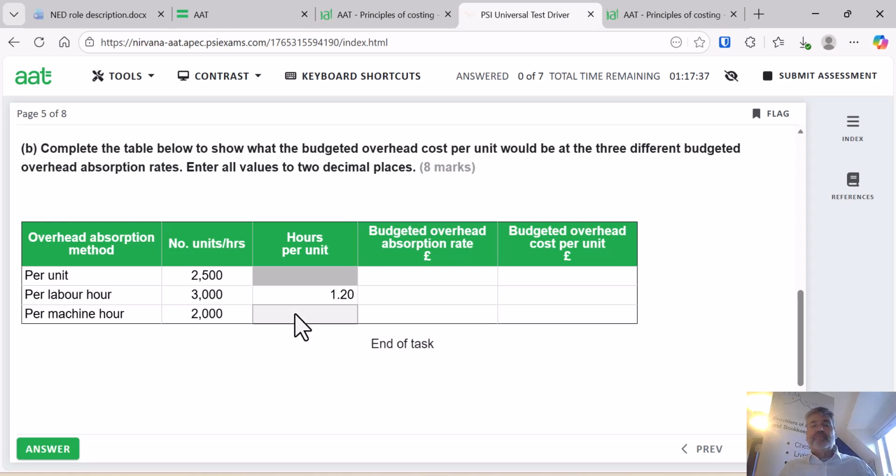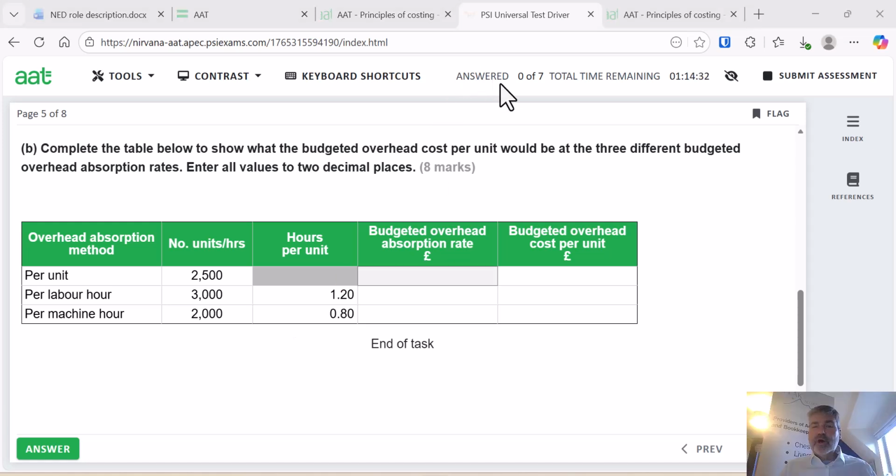Okay, what about the number of machine hours that are needed to make one cost unit? Well, we can take the 2,000 machine hours and divide it by the 2,500 budgeted cost units, and that will give us 0.8 hours per unit. So 1.2 hours of labour to make a cost unit, 0.8 hours of machine time to make a cost unit.